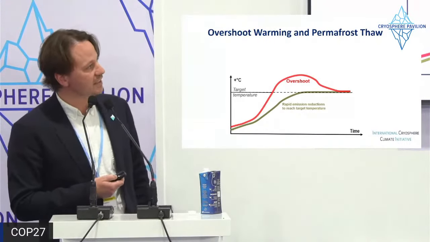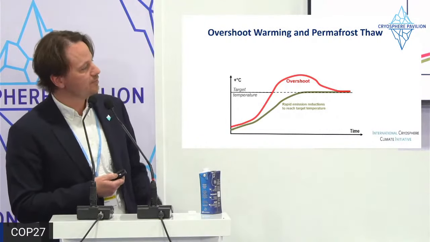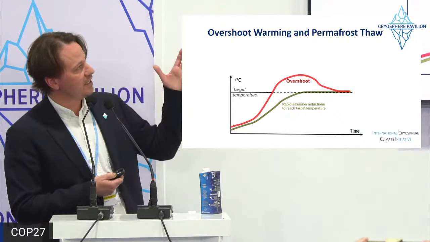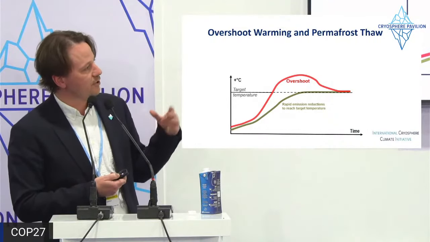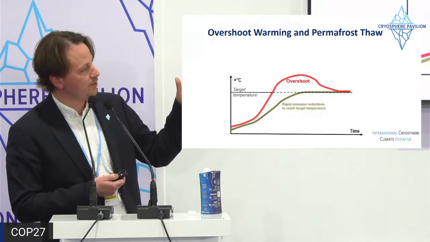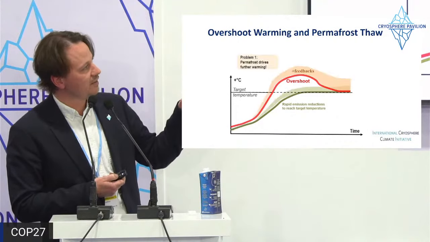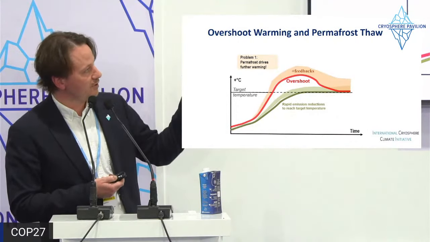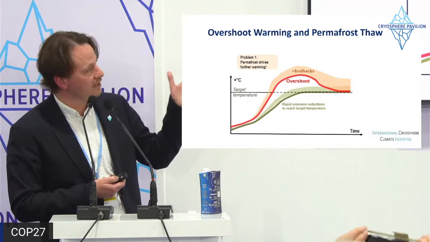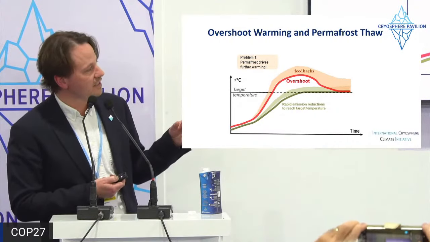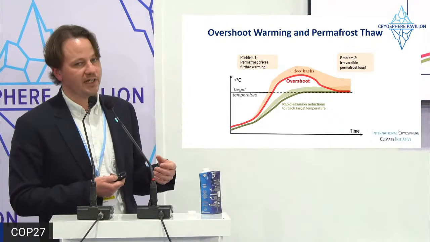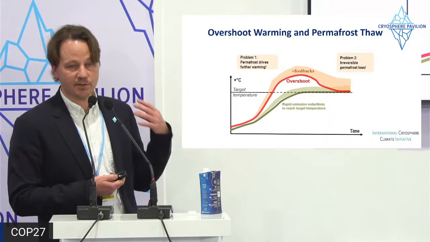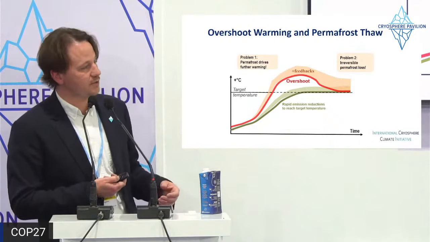Another thing that will also make this even more dire is if you think of overshoot warming scenarios where we shoot past our target temperature instead of going directly to the target temperature, as represented by the green line. Then our feedbacks from the permafrost will drive even further warming, as shown in the shaded areas. And the second problem is that a lot of this permafrost loss really is irreversible at human timescales, and it will keep emitting CO2 for several centuries.